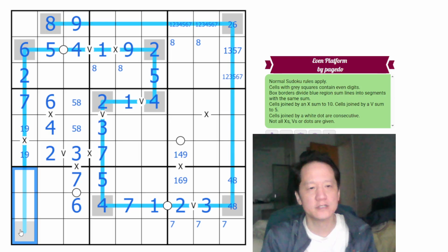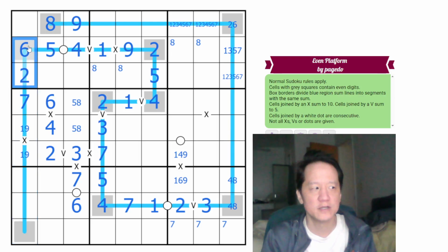These three digits add up to 17. These three digits add up to 17, and these two digits add up to 8. So 17 times 2 is 34, plus 8. 34 plus 8 is 42, so that leaves a 3 here. So this is 3, which means the remaining digits are 4, 5, and 8.